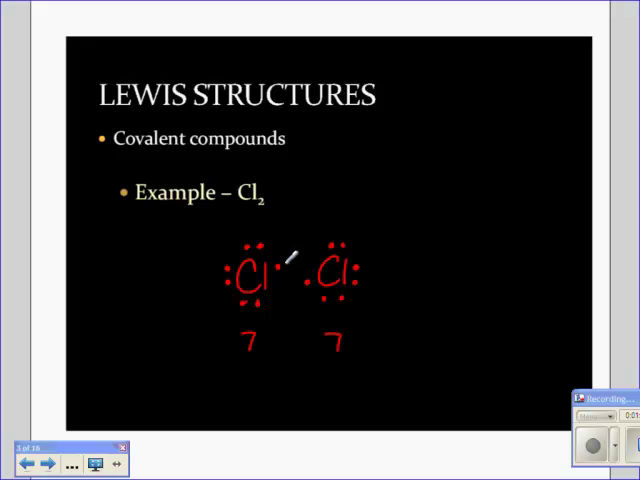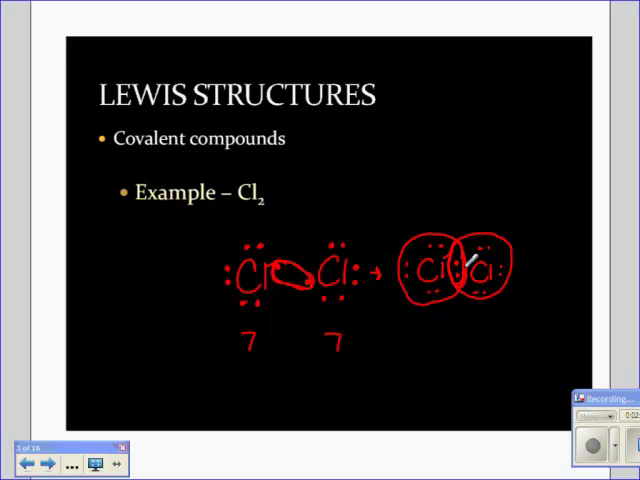So what they do is they say, okay, well, why don't we share these two, right? And if I shared those two in the middle between us, then this one has 8 around it, and this one has 8 around it, and we have this shared part in the middle that's 2 shared electrons. And when you have 2 shared electrons, that is a covalent bond.